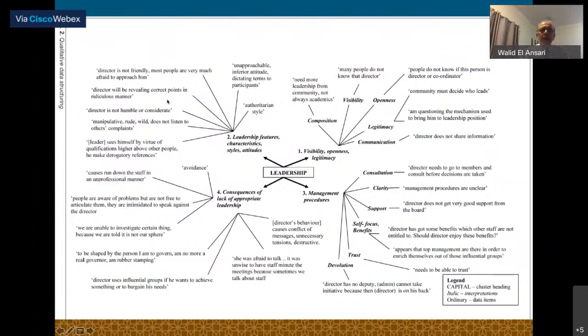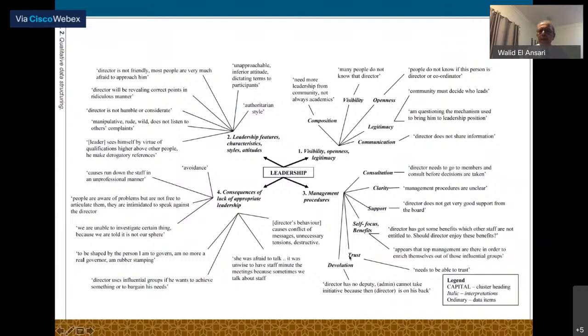The same here, quotations, and these quotations poured into a theme which I called leadership features, characteristics, styles, and attitudes. Another theme here: people have told me this, or this, or this, and I found that this has to do with consultation, this has to do with clarity, this has to do, it seems, with support, this has to do with self-focus or benefits. These are names that you coin; the researcher coins these terms.